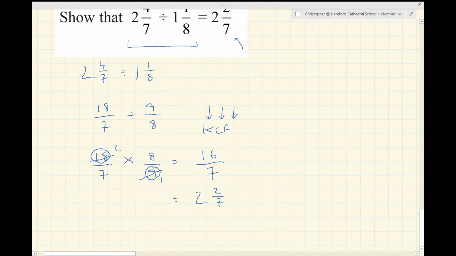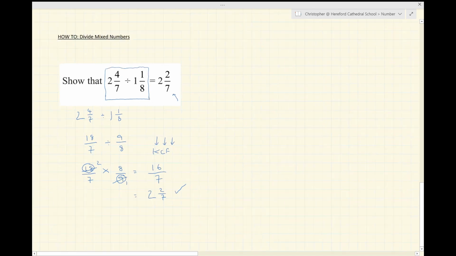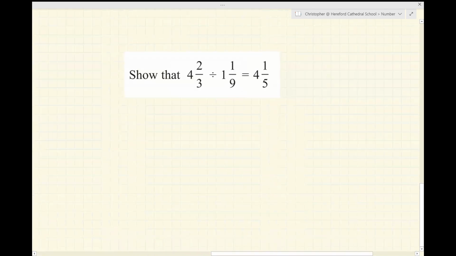All right, let's look back at the question. The question says, show that this calculation here equals 2 and 2 sevenths. Well, I've done that, and at the same time, we've seen how to divide mixed numbers. Right, let's have a go at a last example.